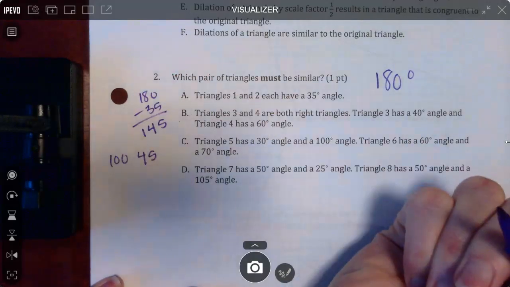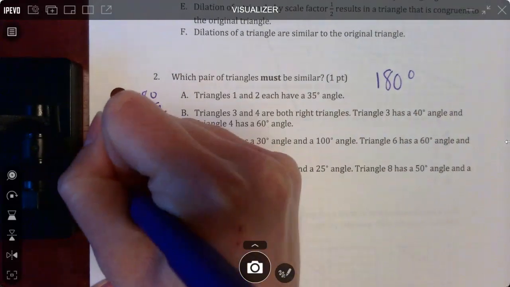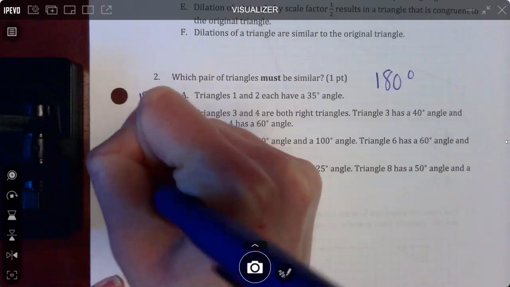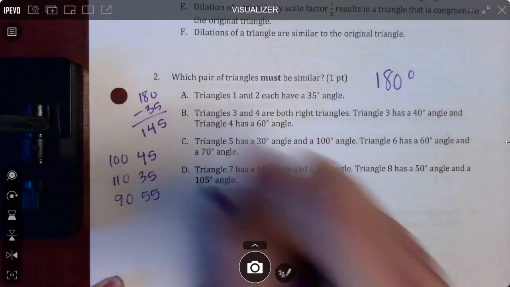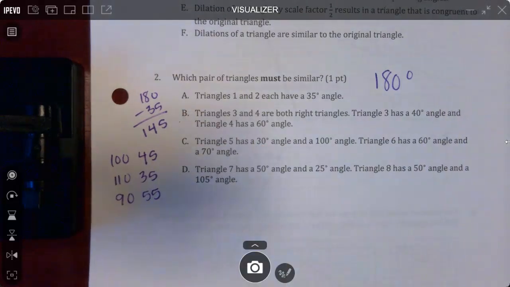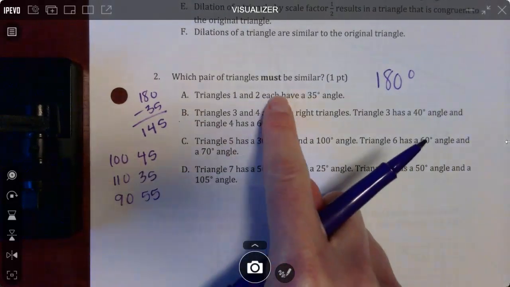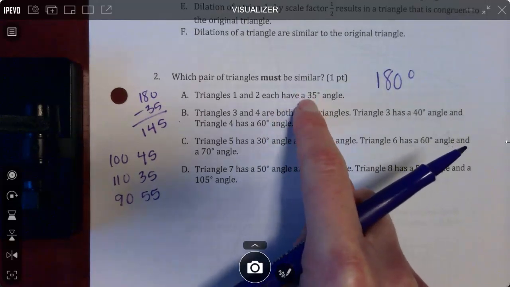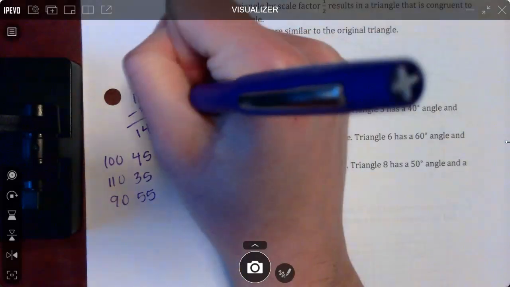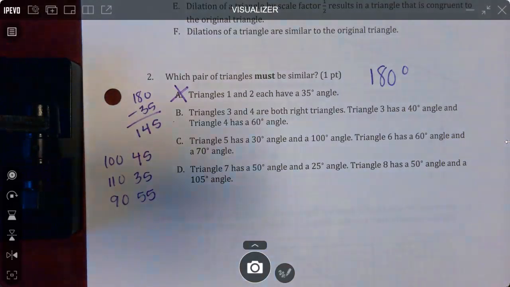I could say, well, one could be 100, one could be 45. One could be 110, the other could be 35. One could be 90, and the other could be 55. Regardless, I have too many different combinations to guarantee to say, yep, I would put money on that they are for sure similar, their angles are for sure equal. So A is not a good option to choose.